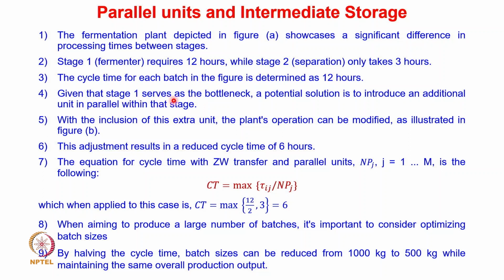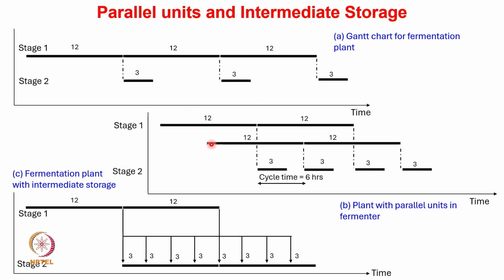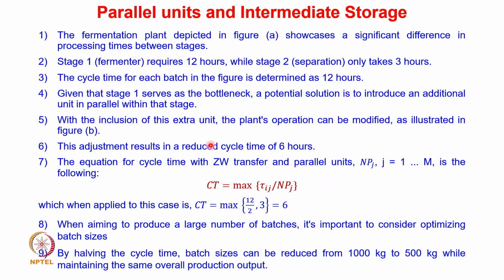Given that stage 1 serves as the bottleneck, a potential solution is to introduce an additional unit in parallel within that stage, isn't it? So that is what we have done here. We have added an additional stage 1 unit here, and because of that the cycle time is now reduced from 12 hours to 6 hours. With the inclusion of this extra unit, the plant's operation can be modified, which is shown. This adjustment results in the reduced cycle time of 6 hours.